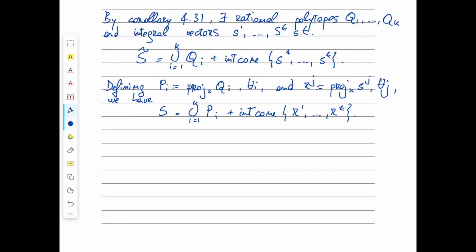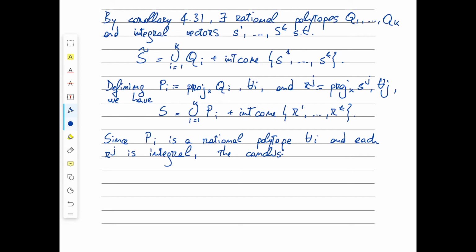And this is exactly the form that we want because every Pi is a rational polytope because it's a projection of a rational polytope, and each Rj is also integral because it's just a projection of an integral vector. Great, so this concludes the proof of the direction from left to right.